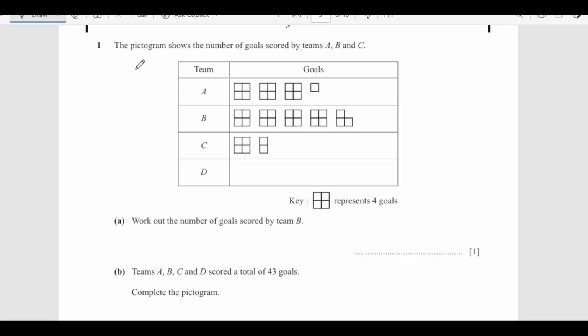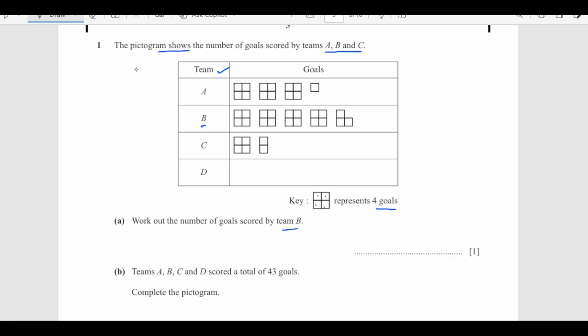Today we will be going through the Cambridge IGCSE May-June 2025 component 3-1 paper. Let's see, the first question is from a pictogram. The pictogram shows the number of goals scored by teams A, B and C. You can see the teams are here on the left hand side and goals are shown by this diagram. The key is that these four small squares represent 4 goals. Work out the number of goals scored by team B.